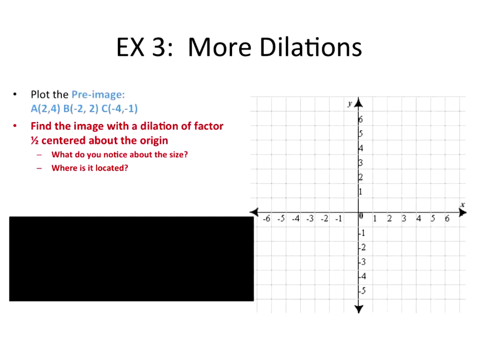So for the top, it says find the image with a dilation factor of 1/2. Let's circle my 1/2. Centered about the origin. Oh, phew, it's still centered about the origin. I can do the same steps I did last time. So let's take my A. My A is 2, 4. This time, what am I multiplying by? What's my scale factor? 1/2. So now please write your A prime coordinate.